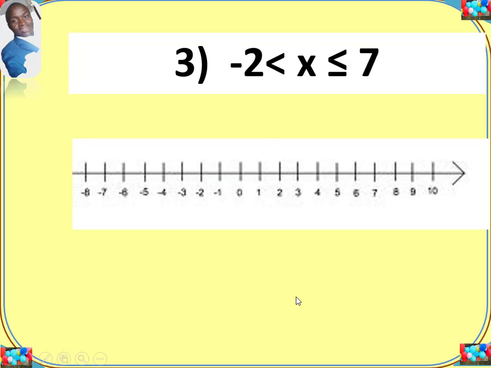Then another example here is this. -2 is less than x, less or equal to 7. You can see we have less. Here we are to use an open, then a closed circle. Now, less or equal to 7, 7 is included in the solution set for x. Then -2 is excluded since -2 is less than x. Then I join these two lines. What I've sketched, I've represented this inequality on a number line.